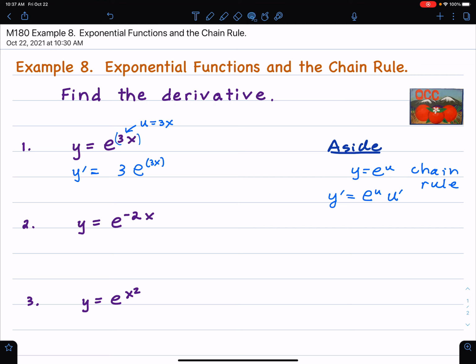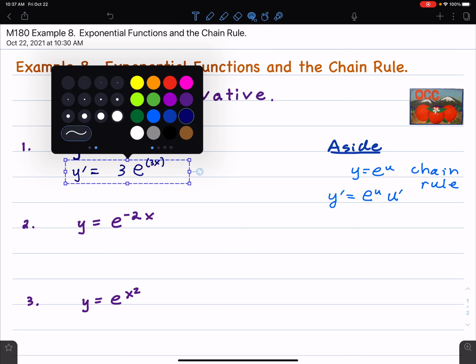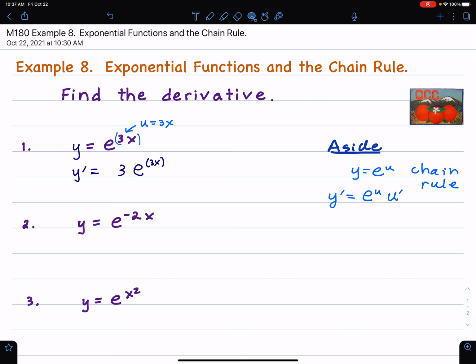And this looks a little bit like I'm doing, possibly, I don't know, a power rule or something. It's not the power rule. This is how you do exponentials. For exponentials, you take the derivative of e to the u, and we get e to the u. Then we go upstairs. The derivative of 3x is 3.